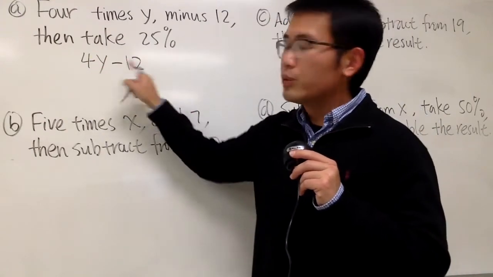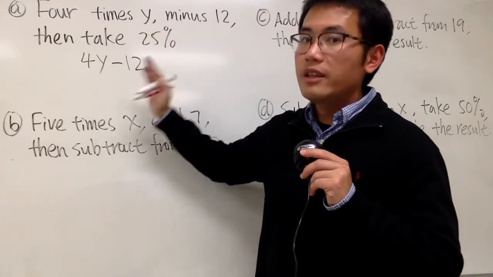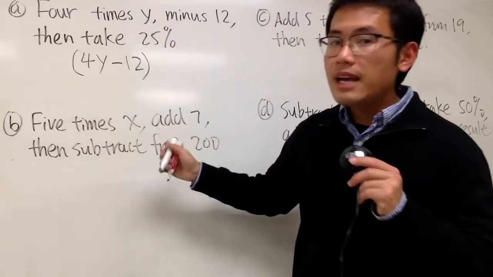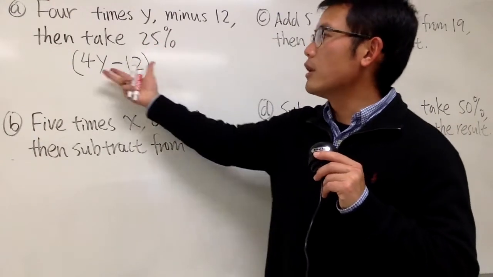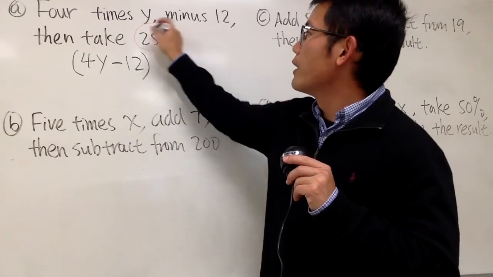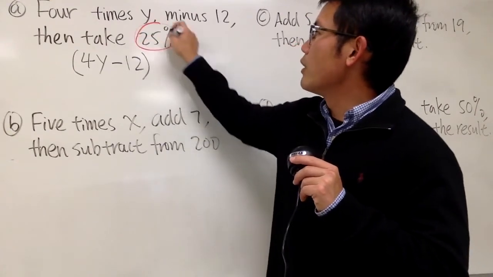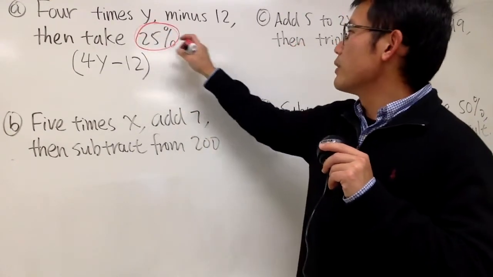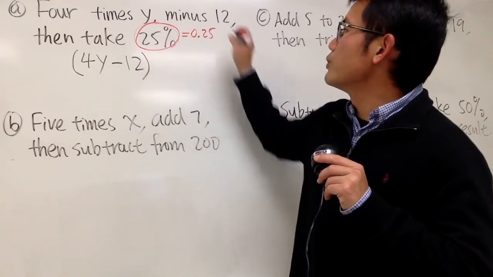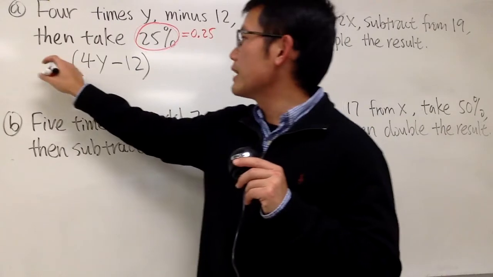And you see, we have to do this part first before we do the next one. Therefore, we have to put this in a parentheses. And then it says we will take 25% of that. Well, change this to decimal. Change the percent to decimal every single time, okay? So here we have 25%. This is the same as 0.25. So I'll just put that down right here.